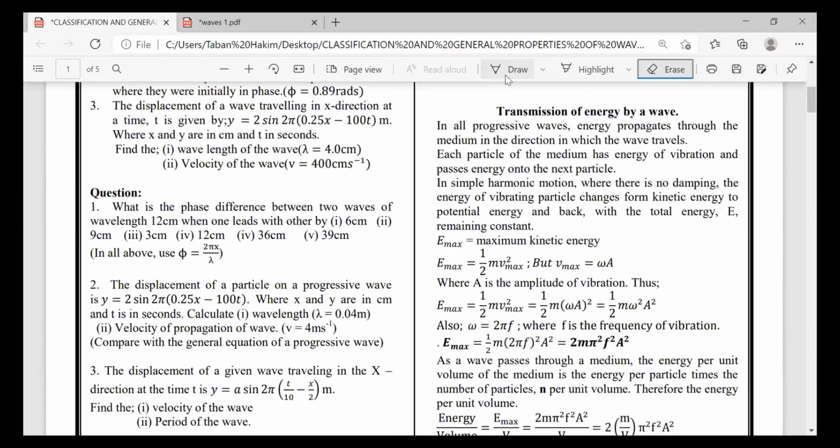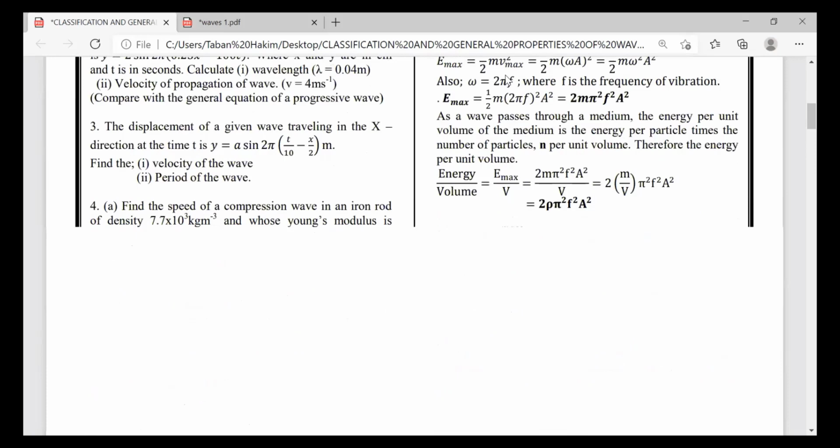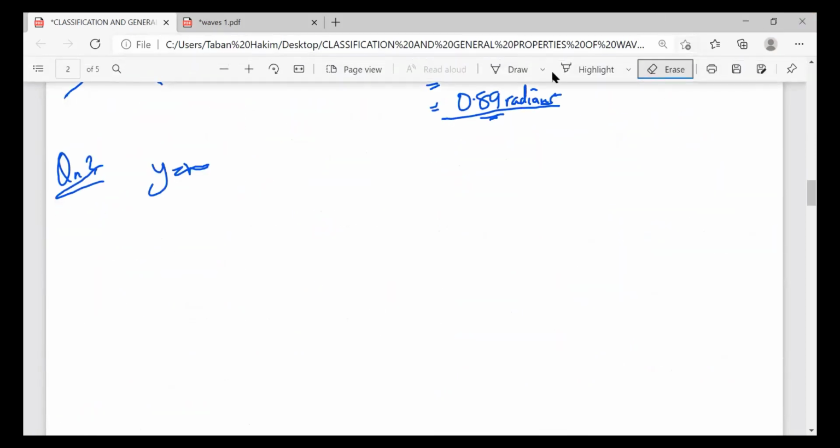Is equal to sine 2 pi. Okay. You can quote the equation. No, it was a bit choppy, so I didn't see it properly. That's what I was saying. Oh, it is equal to sine 0.25.